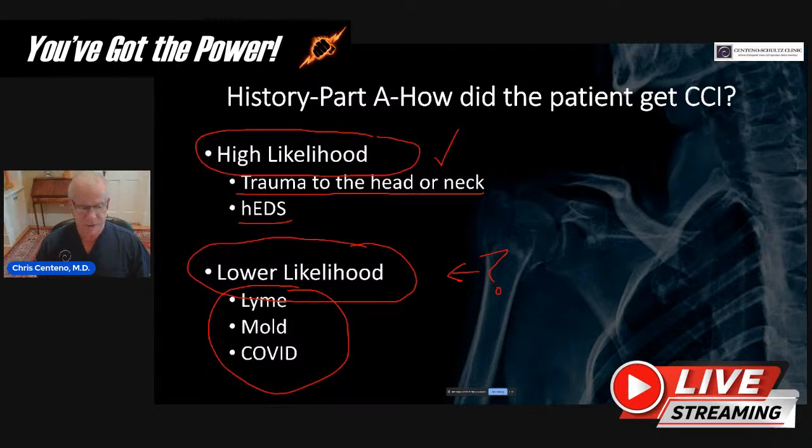So if someone walks in and they say, well, I was in a car crash and 3 weeks later I started getting severe headaches and dizziness. Well, okay, that's a nice little connection there. But if someone says I got COVID-19 and 6 months later I started to get these symptoms, very hard to draw that connection and have the information that draws those two pieces together at this point in time.